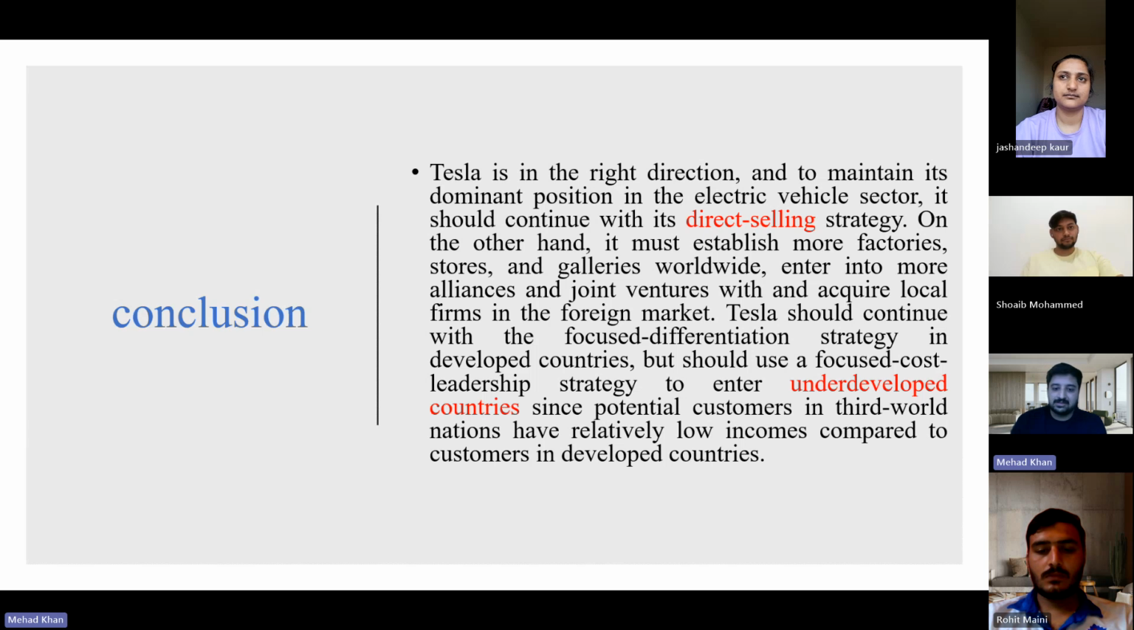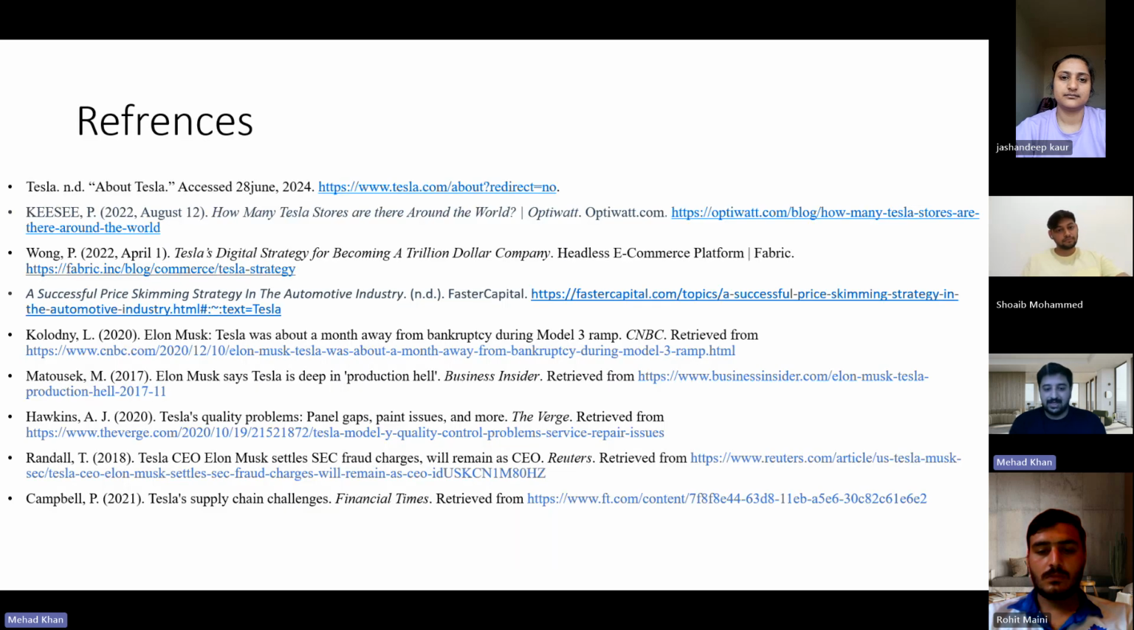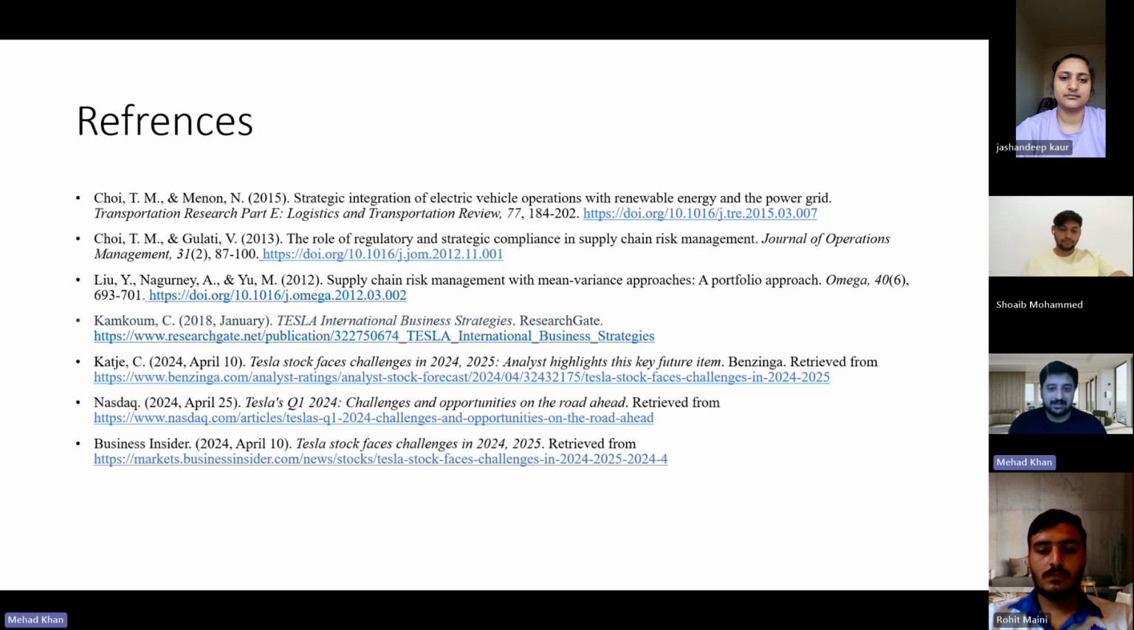So this was it from our side. These are the references we used in making this information valuable. These are the academic references we put in here. Also, there's an in-text citation as well.